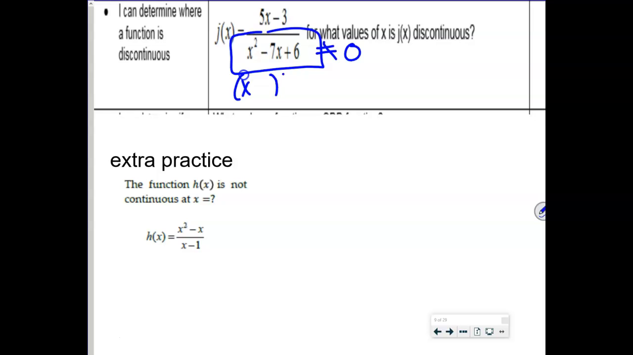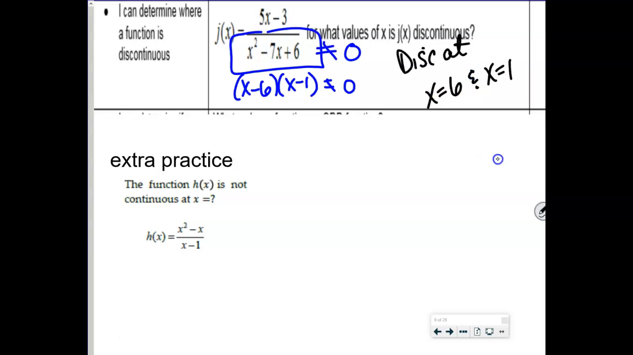Easiest way to solve these would be factoring. This factors into x minus 6 times x minus 1. So tell me, what are the two values where we are discontinuous? At x equals 6 and x equals 1. Very good. I don't care what's going on in the numerator. That has nothing to do with our continuity in this chapter. Okay? Just the denominator.